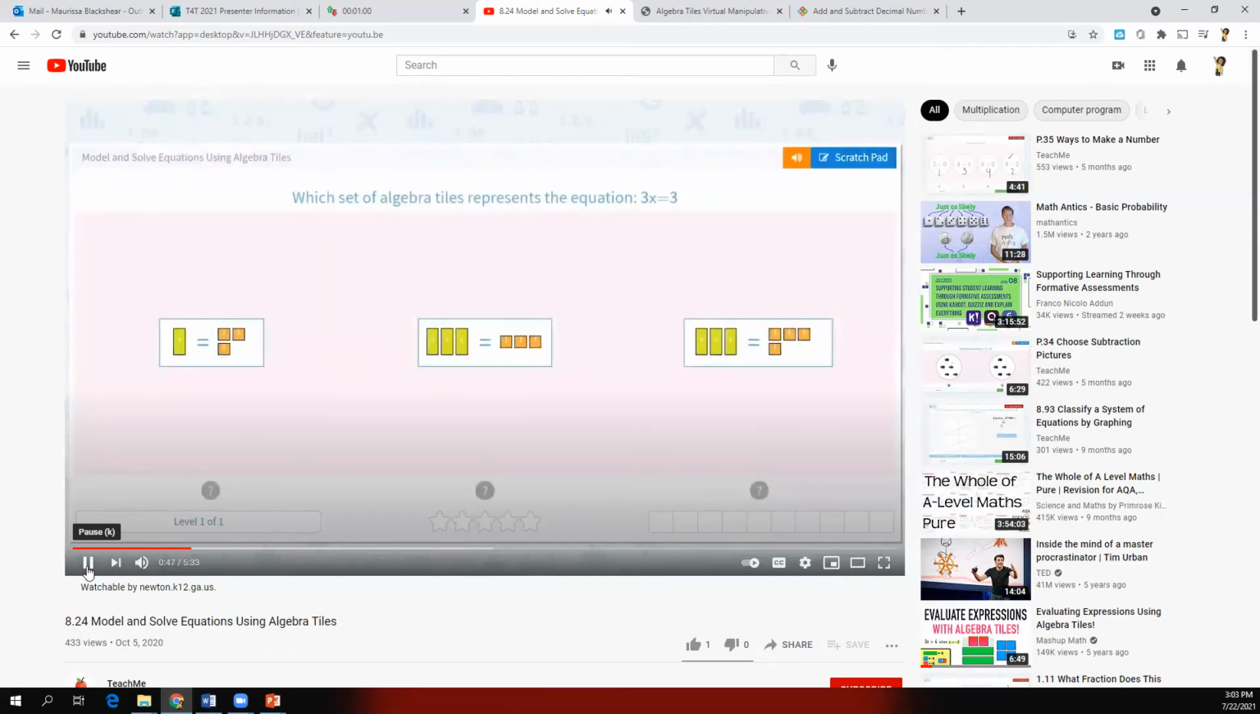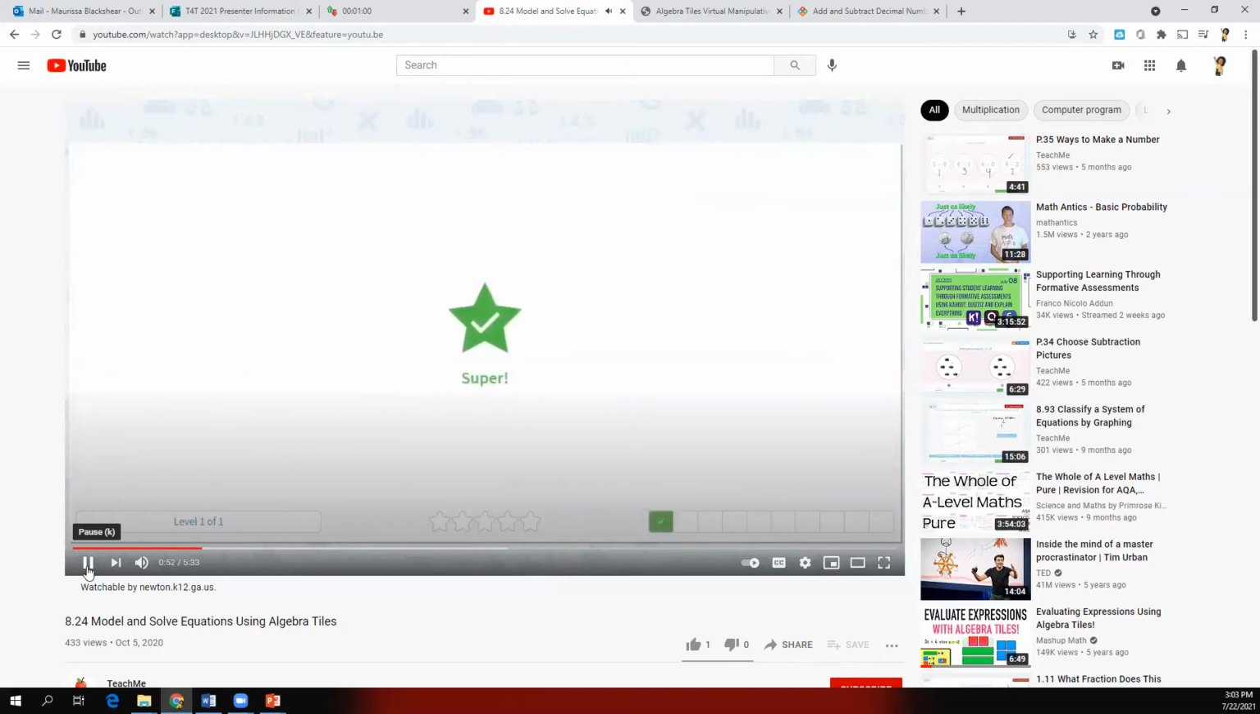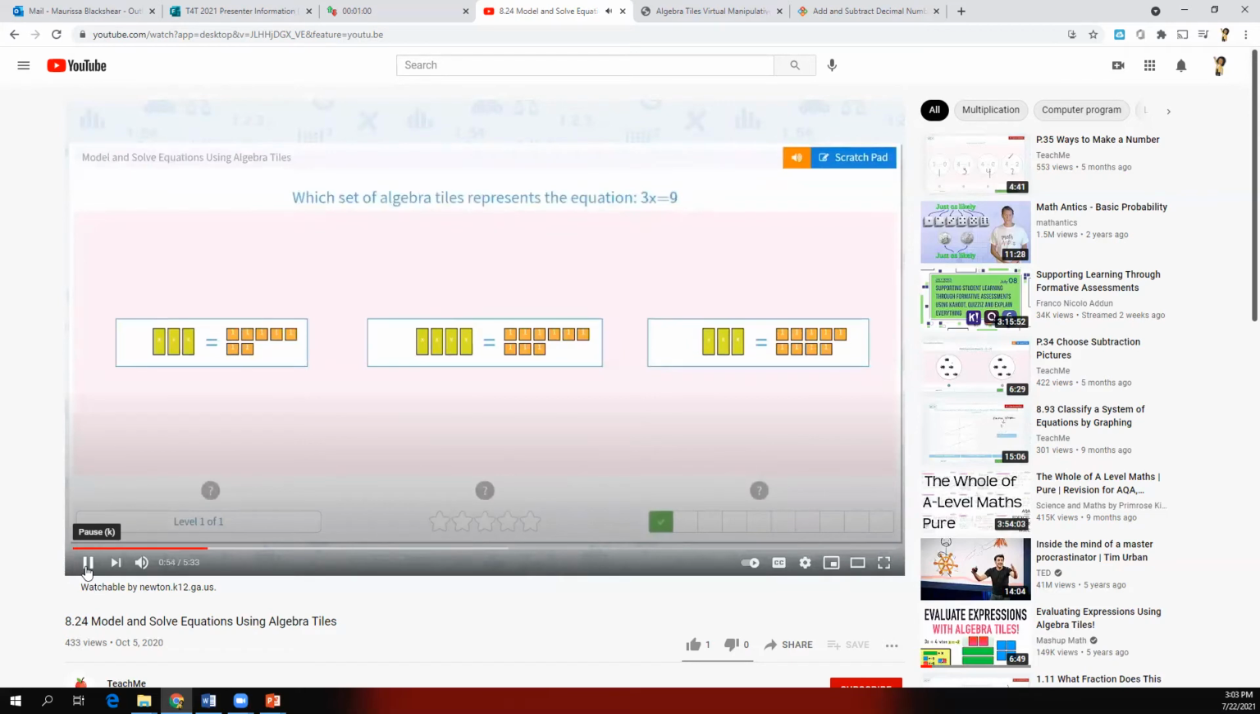Okay, so we're going to go ahead and select this. What's the process? Okay, great. We just touch it. Which set of algebra tiles represents the equation 3x equals 9? Okay, well, I think you get the idea here. So which one has 3 x's?